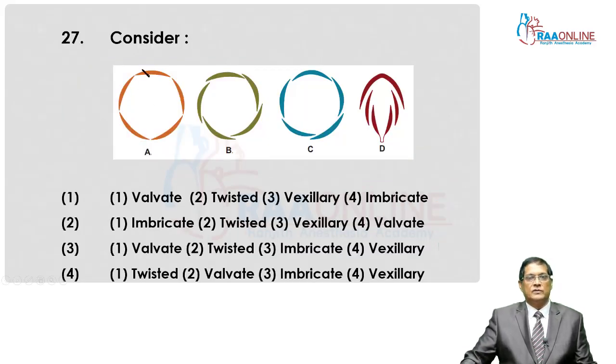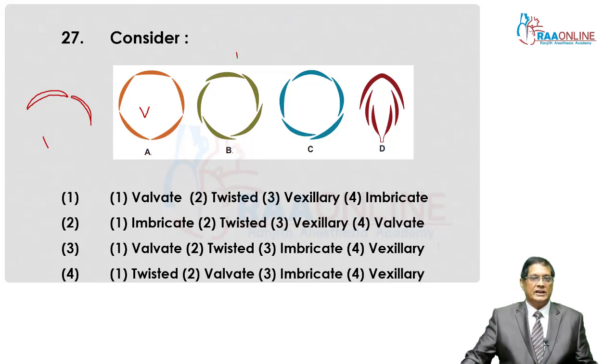And this is the estivation of corolla. These are the petals. If petals are arranged edge to edge without overlapping each other, this is the sign of petals in a floral diagram. You see they are arranged edge to edge without overlapping each other. Such a case is known as valvate. The first one is valvate type.